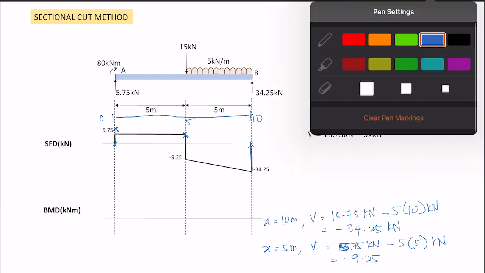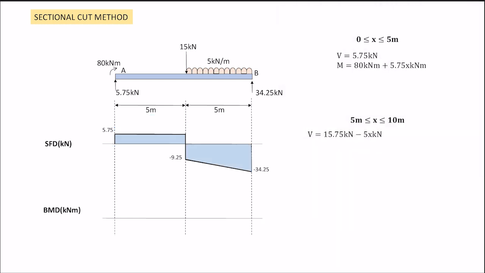And for BMD, the equation for limit x bigger or equal to 0 and less or equal to 5: M equals 80 kilonewton meter plus 5.75x kilonewton meter. First we start with x equals zero. 80 kilonewton meter plus 5.75 times zero kilonewton meter, so you will get 80. From zero it goes straight on, this is positive, so it keeps going up from 80.